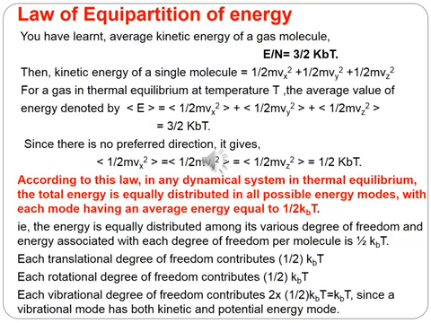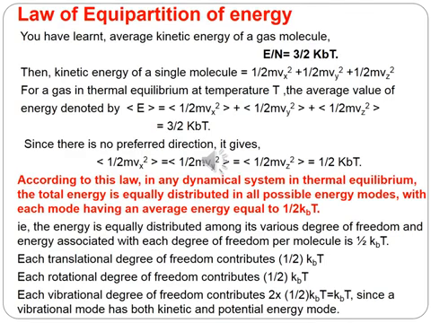Then, the kinetic energy of a single molecule can be written as 1 by 2 m vx square plus 1 by 2 m vy square plus 1 by 2 m vz square, which is the sum of three modes of translational kinetic energy. You know that as the gas system is isotropic, the squares of velocities of the gas molecule along the x-axis, y-axis and z-axis would be the same. That is, vx square is equal to vy square is equal to vz square.